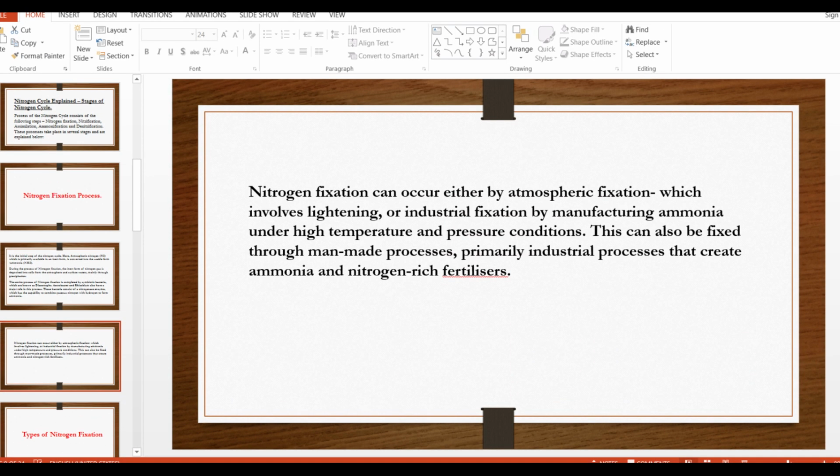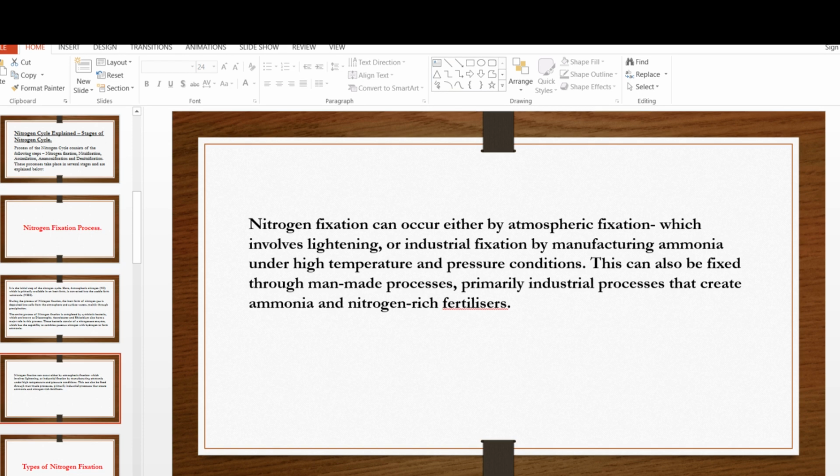4. Nitrogen fixation can occur either by atmospheric fixation, which involves lightning, or industrial fixation by manufacturing ammonia under high temperature and pressure conditions. This can also be fixed through man-made processes, primarily industrial processes that create ammonia and nitrogen-rich fertilizers.